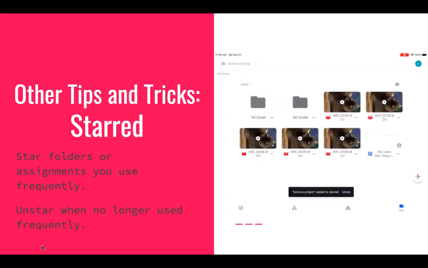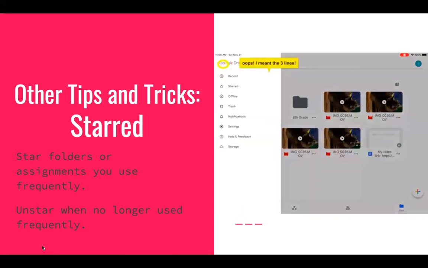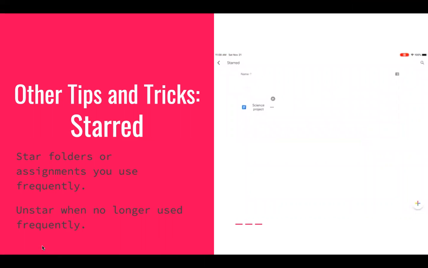Now I'm going to go back just to show you what it would look like to find that file. So I'm in my home drive view again. I'm going to click on the three dots in the upper left and you'll see the option starred. So I'm going to click on that, and now any files that I have starred will come up. This is really useful if you're maybe studying for a test or working on a project where you want to access files quickly and frequently. You can just star them, click on the starred option, and they will pop up. Hope this is helpful.